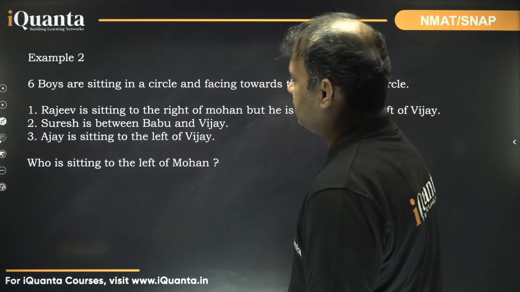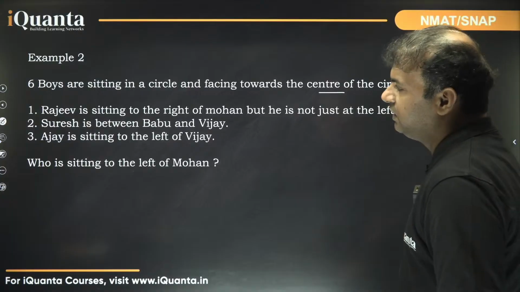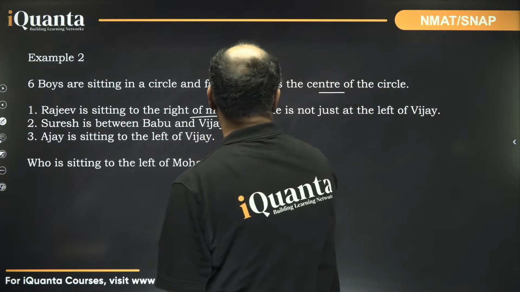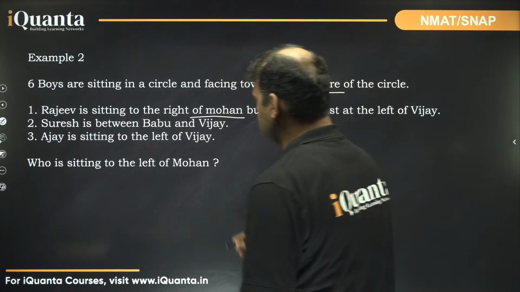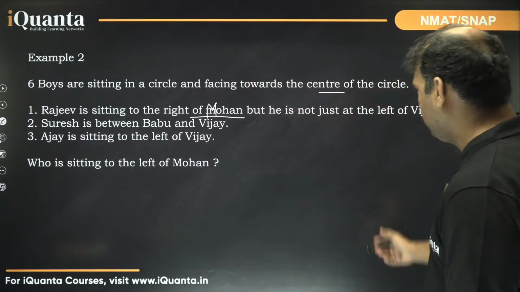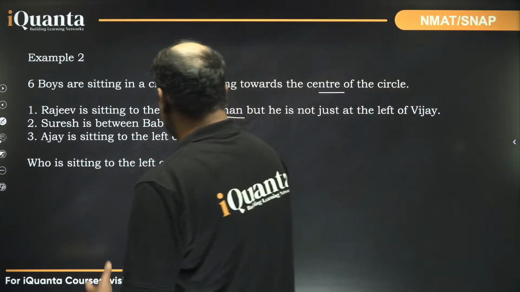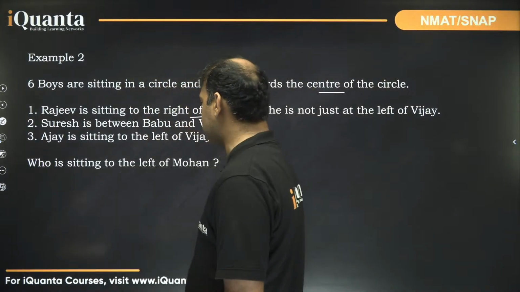Now what they are saying is that there are 6 boys sitting in a circle facing toward the center. Rajiv is sitting to the right of Mohan. Right means immediate right. Okay, M should be capital. Right means immediate right, but he is not at the left of Vijay. Suresh is between Babu and Vijay. Ajay is sitting to the left of Vijay.